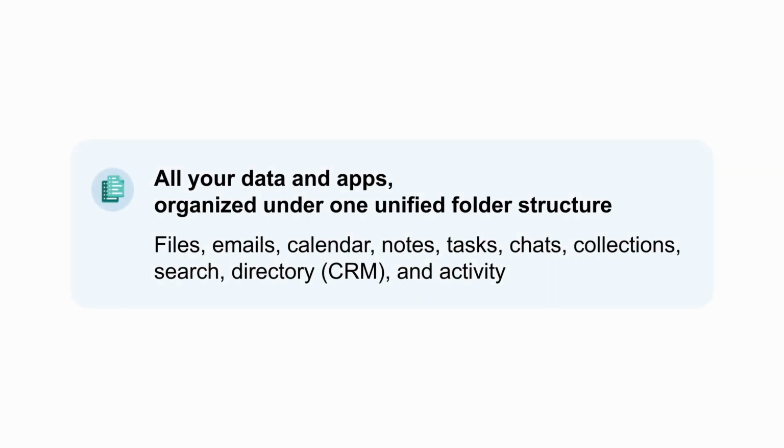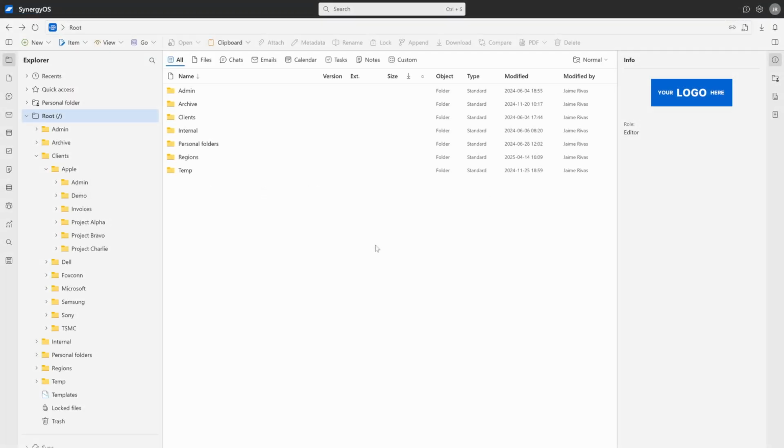All your data and apps organized under one unified folder structure. We're now inside the SynergyOS application for Windows and Mac. It looks like a modern file explorer, but it packs every core app you need, built in by default. On the left, we have tabs for every app: Explorer, Files, Chats, Email, Calendar, Tasks, Notes, Collections, Directory, Activity, and Search. Explorer is the super app.